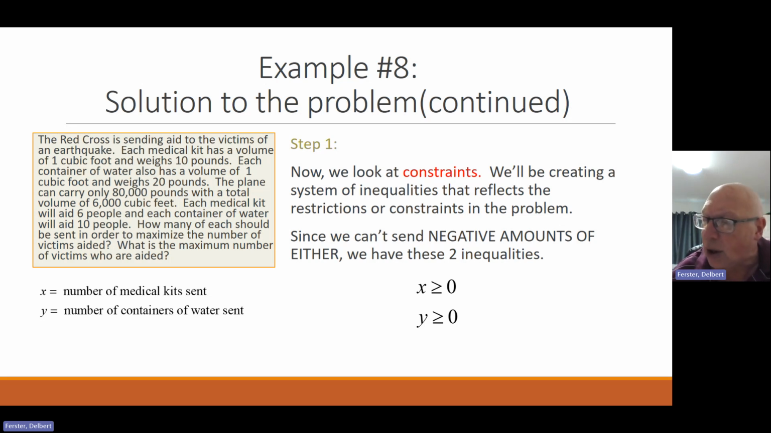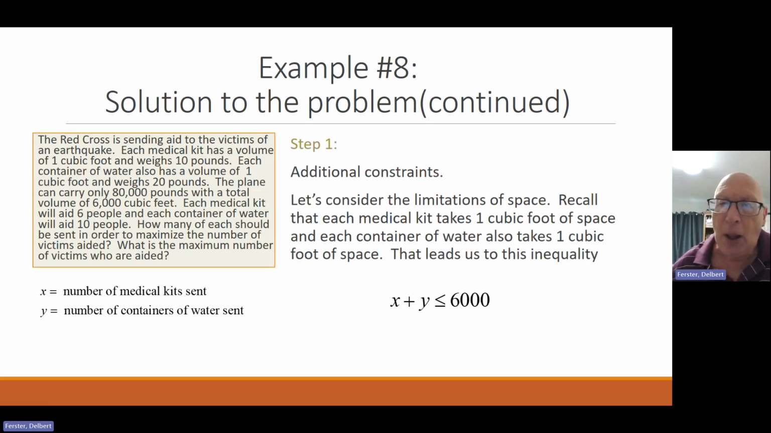Sometimes you won't have those because we might have a problem that says you have to send at least 5, in which case you'll have an inequality that doesn't necessarily need the 0. Okay? So those are kind of trivial, but they're significant nonetheless.